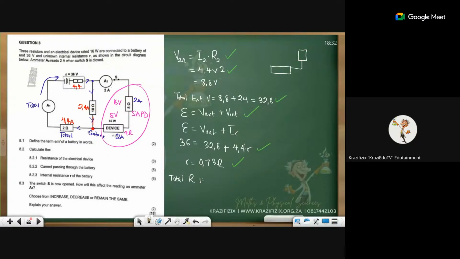Resistance will increase. Please write this as well over I. Therefore, total what? Current will decrease.